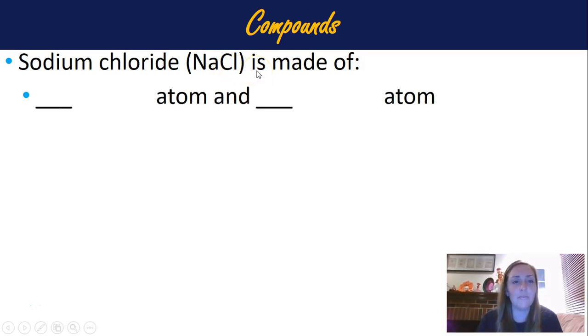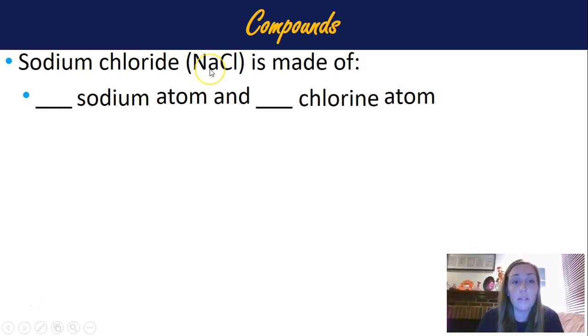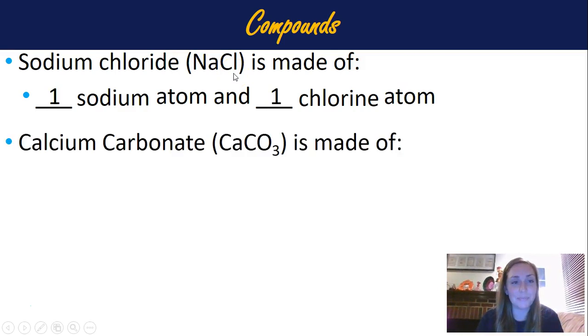So what is it made out of? All right. Well, the first thing is I have sodium, Na, and then I have Cl, chlorine. And how many of each? Well, I don't see any subscripts, so I know I have one sodium and one chlorine. Let's do another one. How about calcium carbonate?